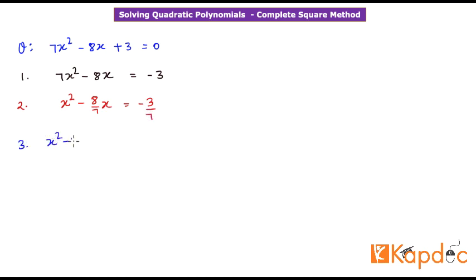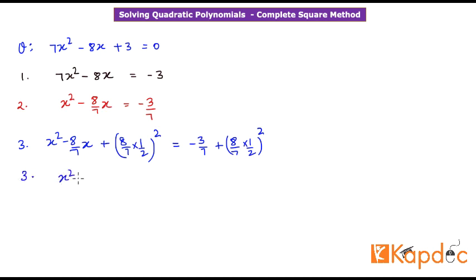Now first let me rewrite whatever I have obtained in step 2, and then add the square of 1/2 of the coefficient of x, which will be 8 over 7 times 1/2, and add exactly the same value on the right hand side. That means I will add 8 over 7 times 1/2, the square of that, right? So at this moment, let me rewrite my step number 3 and make it a little bit simpler. It is x squared minus 8x divided by 7 plus 4 by 7 square, and the right hand side is negative 3 by 7 plus 4 by 7 whole square.